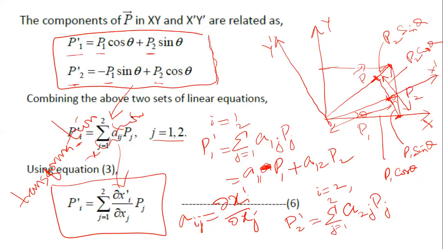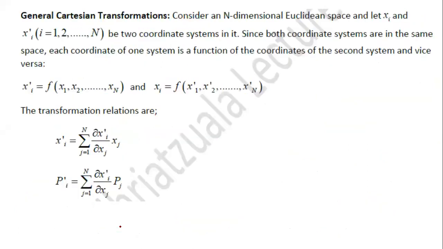Here we see that in this transformation relation, the coefficient of transformation is del xi prime upon del xj. The coefficient of transformation relation is del xi prime upon del xj. So try to remember this particular transformation coefficient.